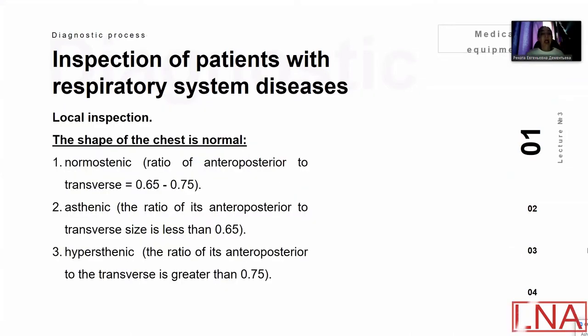Next, about local inspection of the chest. During determination, the form does not matter. We can find three types of normal chest form: normostenic, asthenic, hyperstenic. We discussed it in the class.